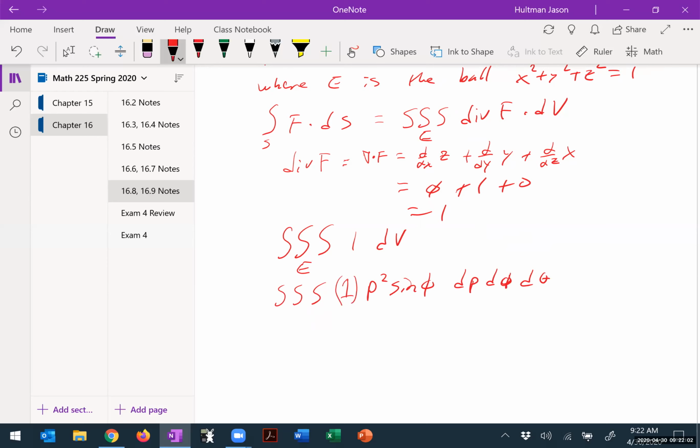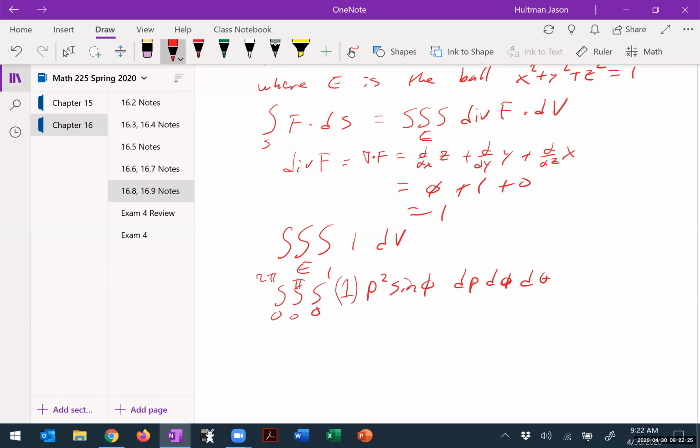Okay. And so what are our limits of integration? Well, what does rho go from? Well, it goes from 0 to 1. That's the radius of the ball. Okay. And then what's phi go from? It's 0 to pi. And what's theta go from? Well, it's 0 to 2 pi.